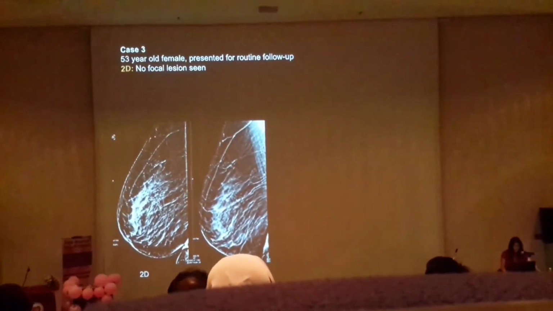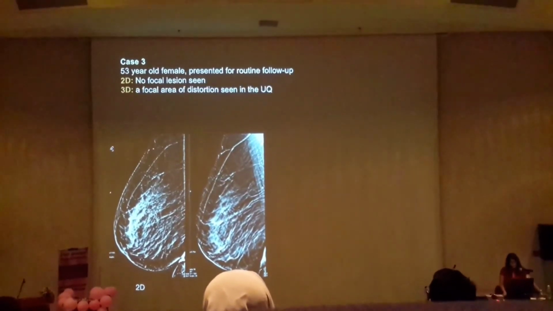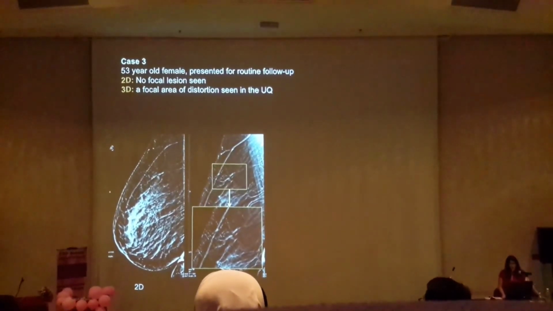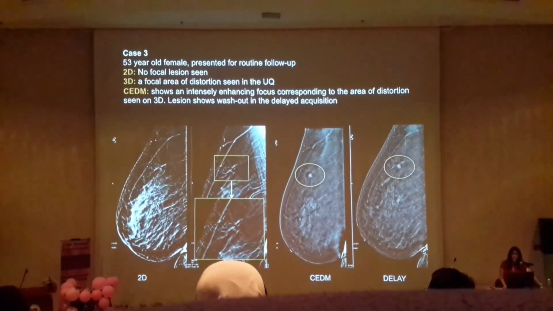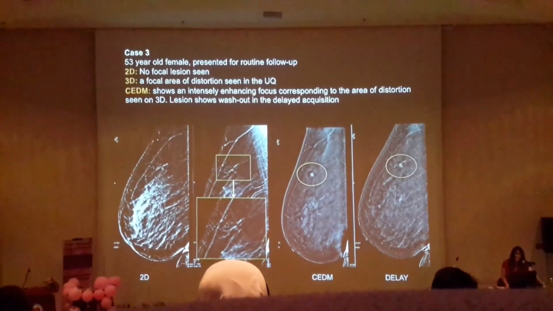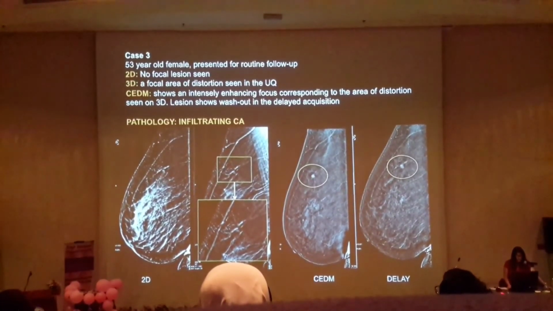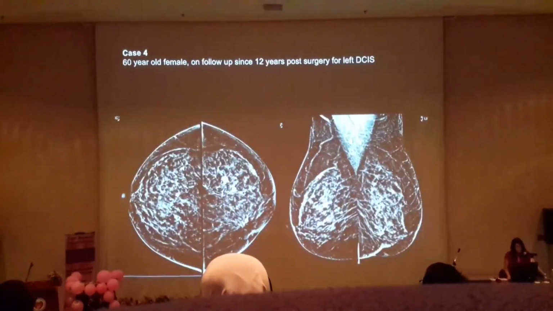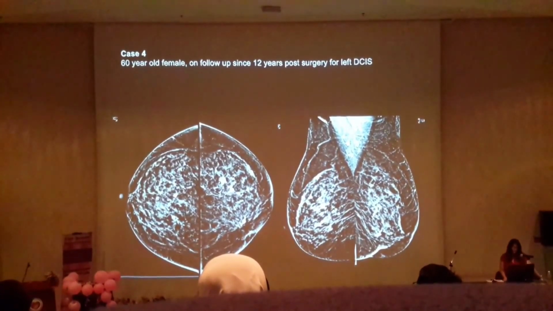Another case of a 53-year-old female presented for routine follow-up. She had no focal lesion seen on 2D, but on 3D, we saw something spiculated, very, very faint. We were not too sure what's going on. Looking at the density of her breast, we thought, let's just put her for a contrasted mammogram. Even a focus enhances. So this is what we call a focus of enhancement. That's an architectural distortion showing a focus of enhancement, which is quite amazing for contrasted mammography. We managed to isolate it on the ultrasound, and it turned out to be an infiltrating carcinoma.